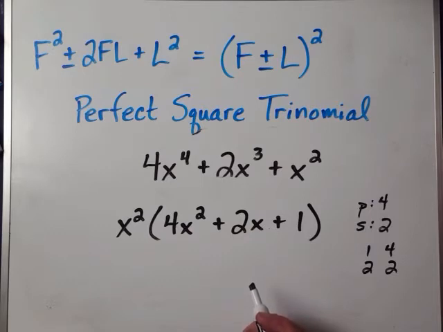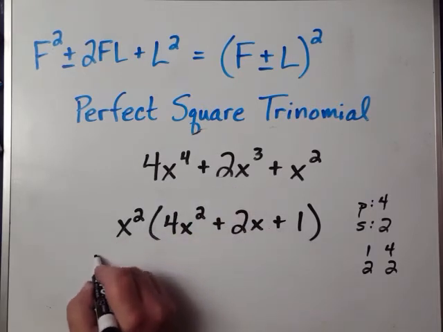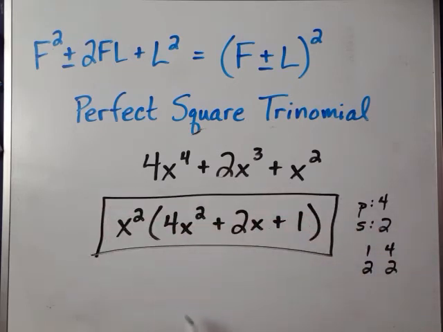So do I write prime for my answer? Certainly not. You've already factored once. You've already factored out a greatest common factor. This is factored completely then at that step.